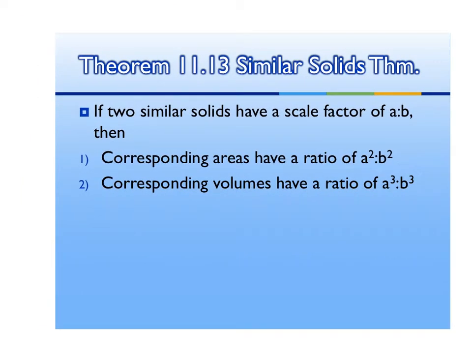So here is our similar solids theorem. And this states that if two similar solids have a scale factor of A to B, then their corresponding areas have a ratio of A squared to B squared, and their corresponding volumes have a ratio of A cubed to B cubed. So once we know the scale factor, we could figure out a missing area without having to do the whole formula by setting up a proportion. And we're going to see how this works in a minute. Everybody good on this one? This is the theorem that we're going to be using in the homework.